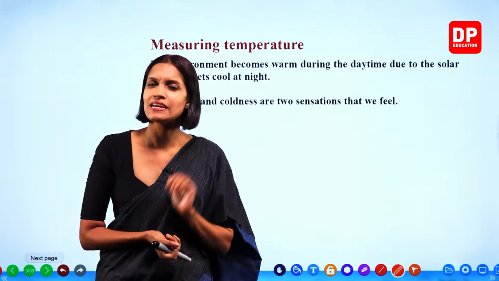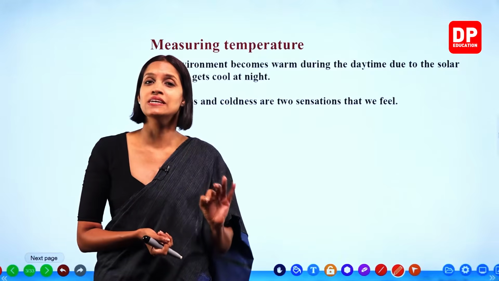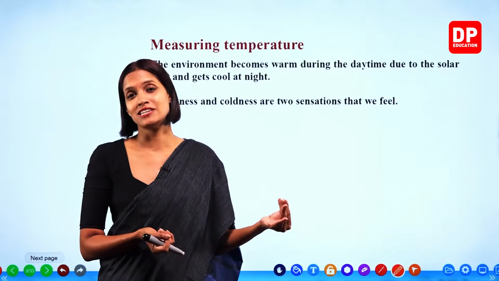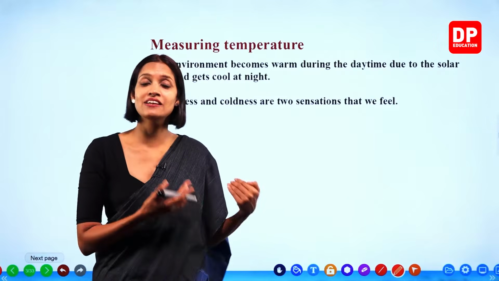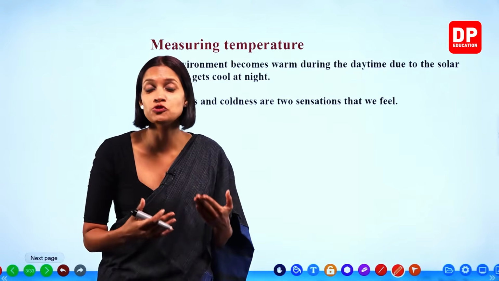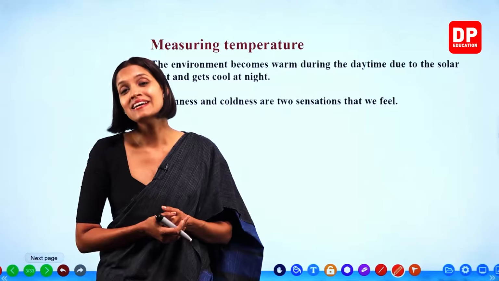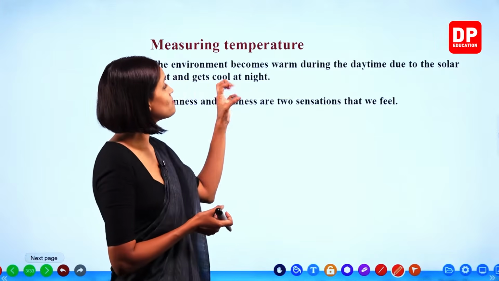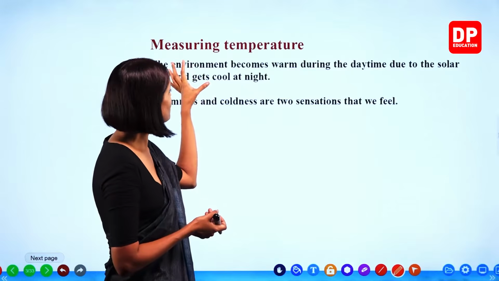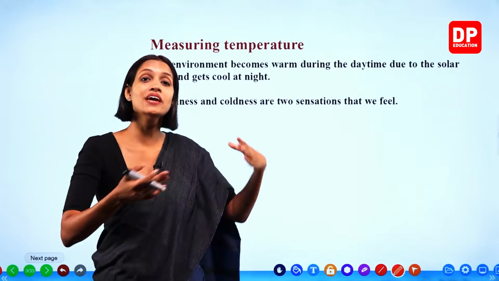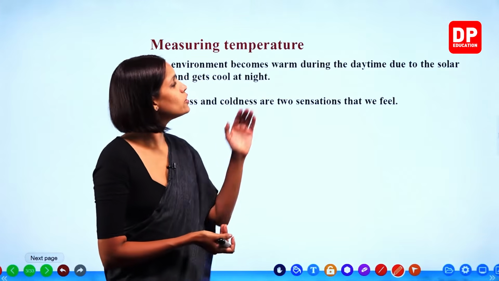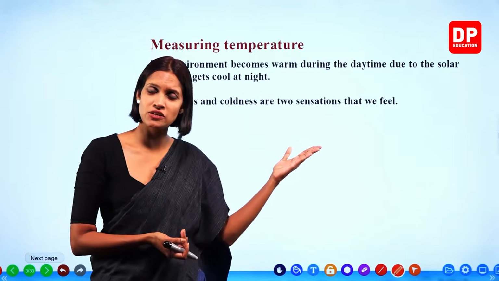What is heat? Heat is a type of energy. Heat energy, or another name, thermal energy. In the 7th lesson, we learned how thermal energy, this heat energy, can be used to do our day-to-day activities. Right, children? So by absorbing the heat of the sun, what happens? The environment becomes warm, or the temperature increases. Right, children? During the night time, what happens, children?